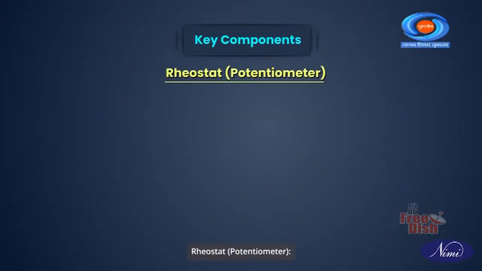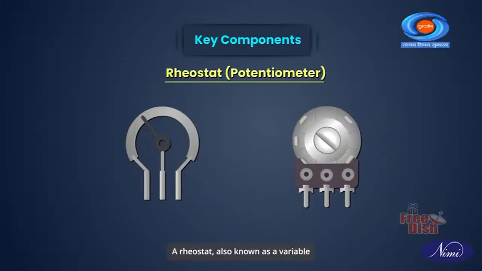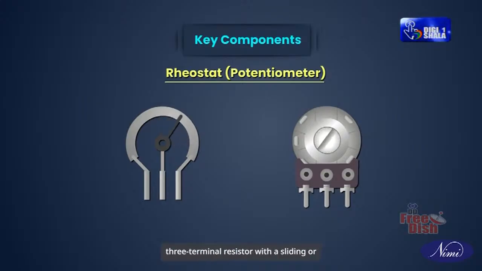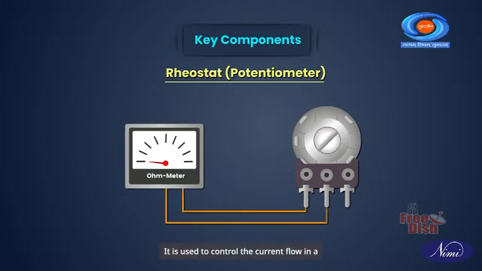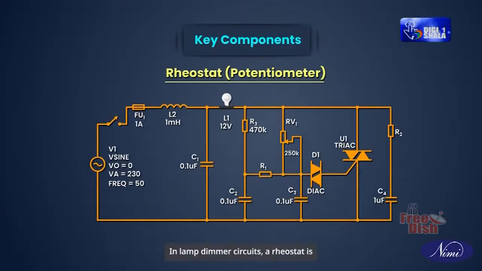Rheostat or potentiometer. A rheostat, also known as a variable resistor or potentiometer, is a three-terminal resistor with a sliding or rotating contact. It is used to control the current flow in a circuit by varying its resistance. In lamp dimmer circuits, a rheostat is typically connected in series with the triac to adjust the amount of current flowing through the lamp, thereby controlling its brightness.